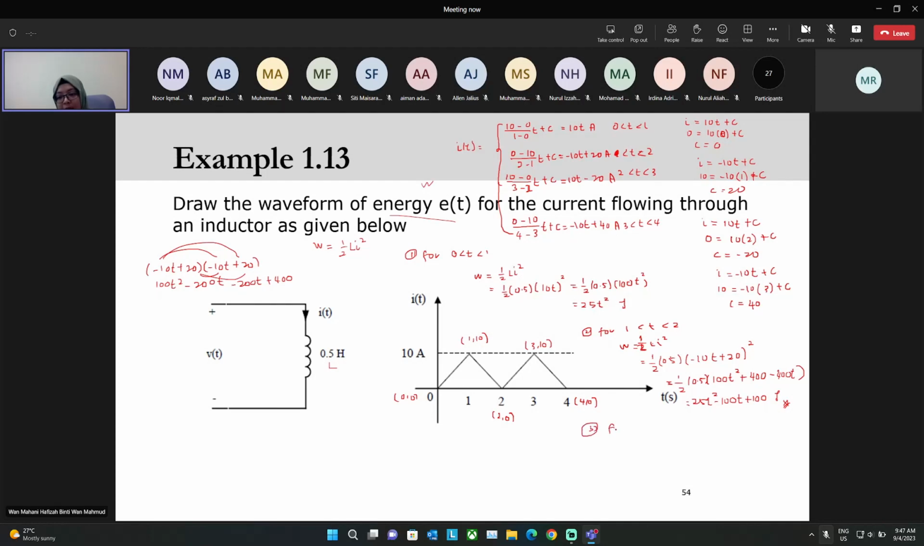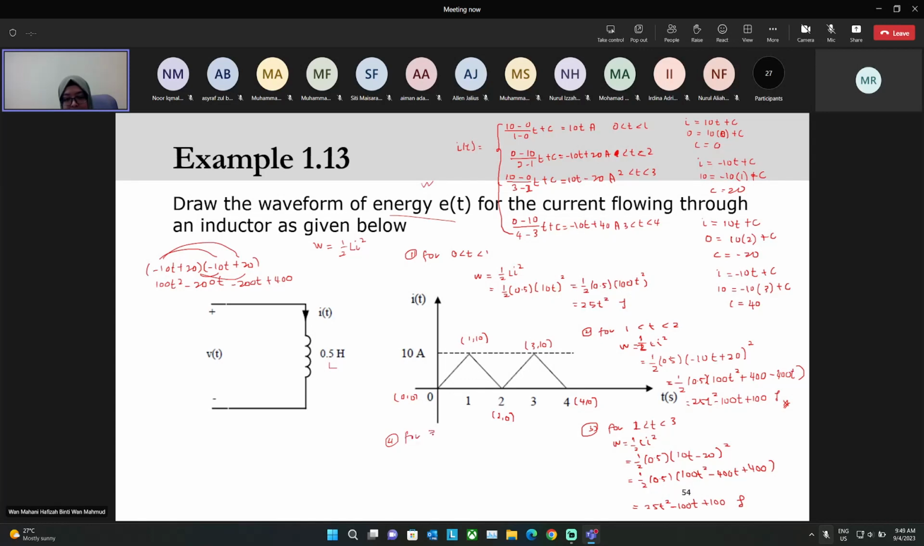Okay, the third one is the same, follow the same steps. 1/2, 0.5. The current for the third interval is 10 T minus 20, squared, times 0.5. 100 T squared minus 400 T plus 400. It's the same, right? If you expand. So this one you'll get the same: 25 T squared minus 100 T plus 100 joules. Try calculating, and if you don't get it, double check.